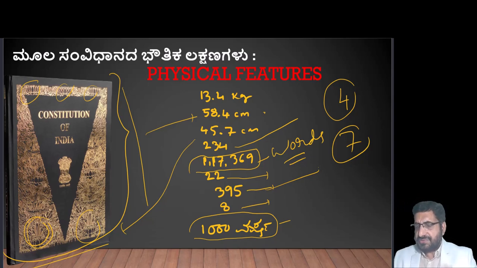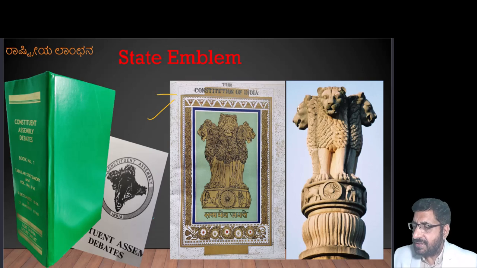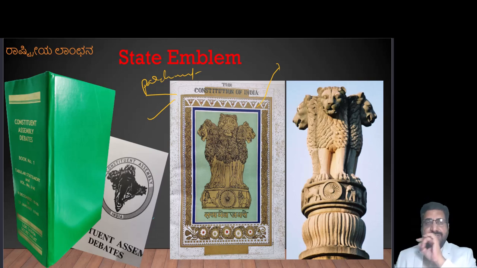So today I am looking into what all our constitution contains. When you open the page, you will find this. This is parchment sheet. This is all artwork. See, this is our state emblem. It is adopted from the lion capital of Ashoka at Sarnath.